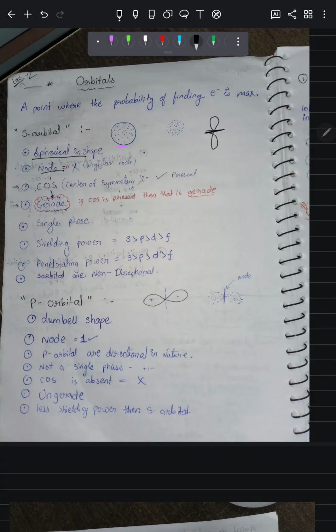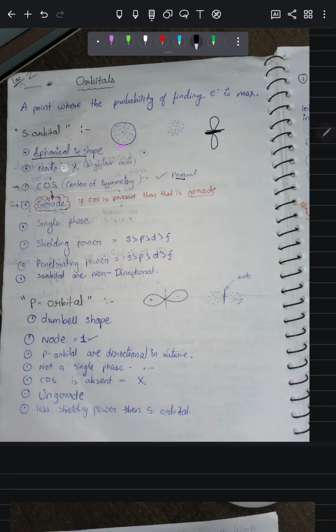So these are the parts in lobes in which the probability of finding an electron is 0. So these are called nodes. So the s orbital does not have any nodes because of its circular nature, and here the center of symmetry or inversion is present, so it is gerade in nature. If the center of symmetry is present, then this is called gerade.